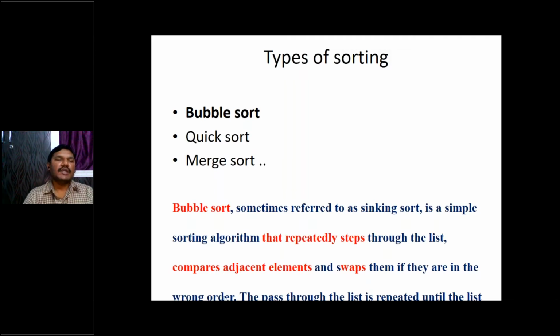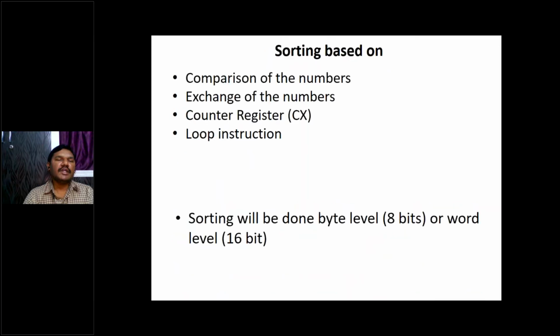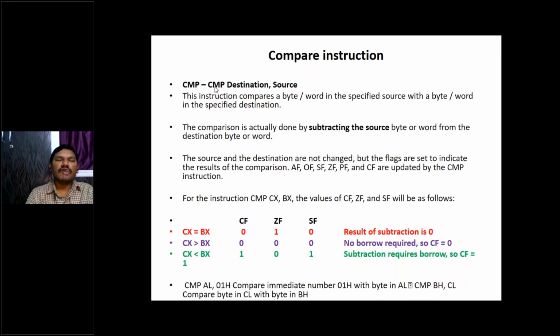There are two more sorts, quick sort and merge sort; like that we have so many types of sorting. Sorting is based on comparison of the numbers. If they do not satisfy the required order, then the numbers are exchanged, and then we take the counter register, which gives the next value, and go to the loop to verify one more sorting instruction. Sorting will be done at either 8-bit level or 16-bit level.